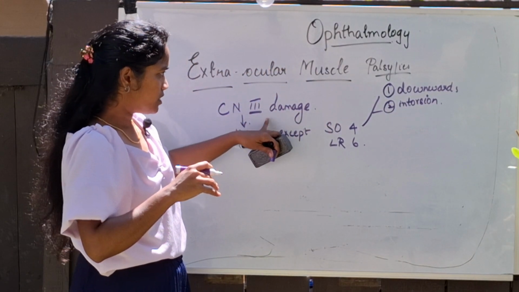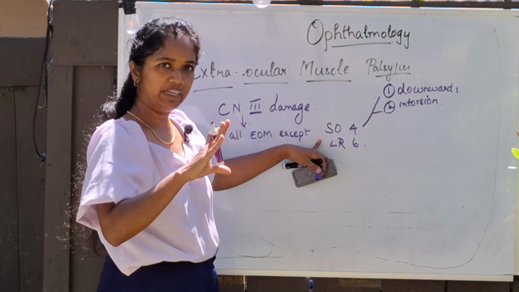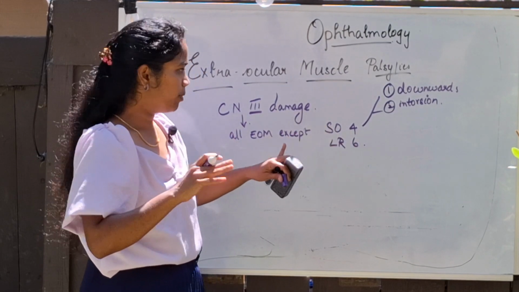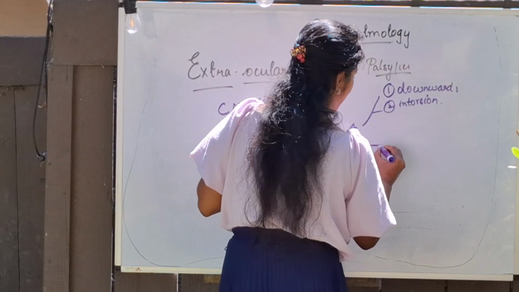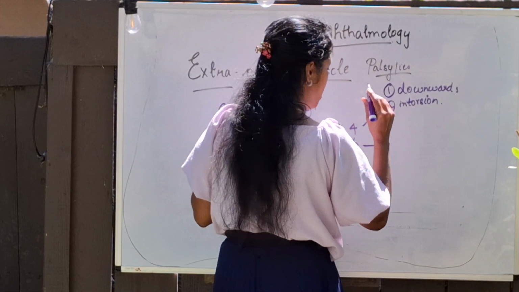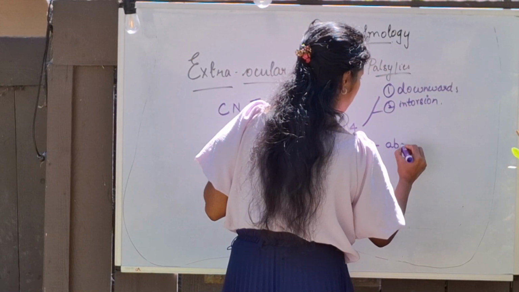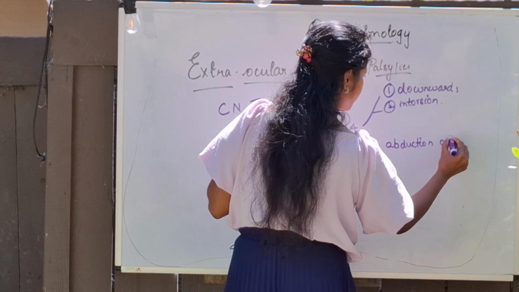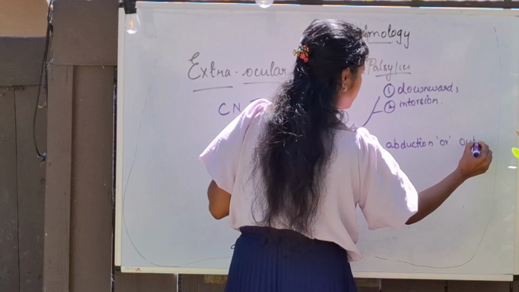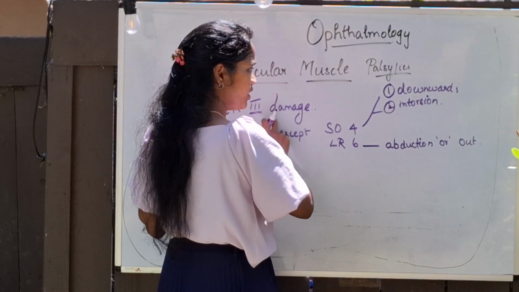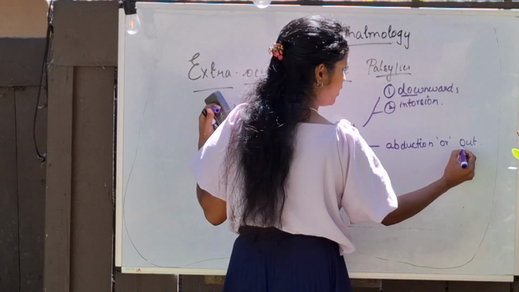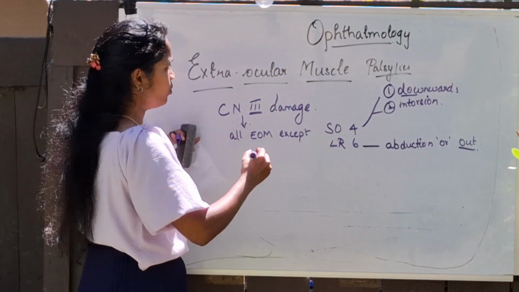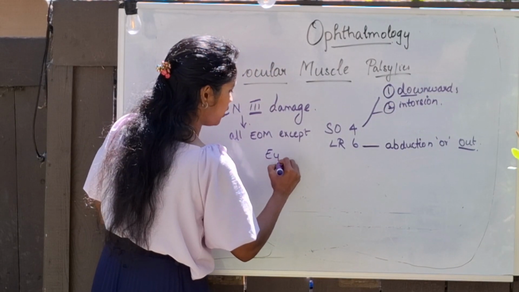Now when the cranial nerve 3 is damaged, the superior oblique muscle is intact, because cranial nerve 4 is normal. But what about the lateral rectus? The lateral rectus helps in abduction, or out. So, when cranial nerve 3 is damaged, these two actions, downwards and outwards, are intact by these two muscles. Therefore, here the eye is down and out.